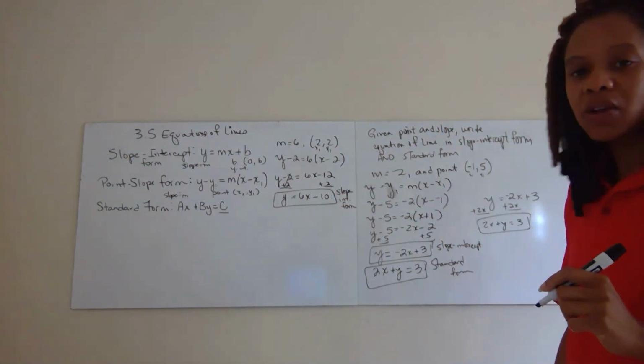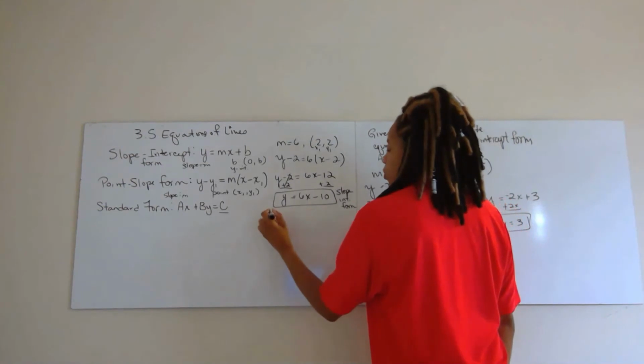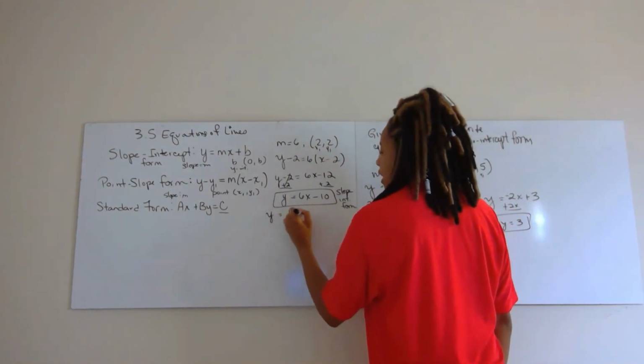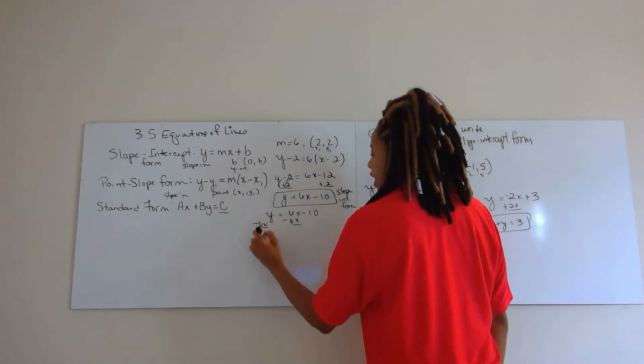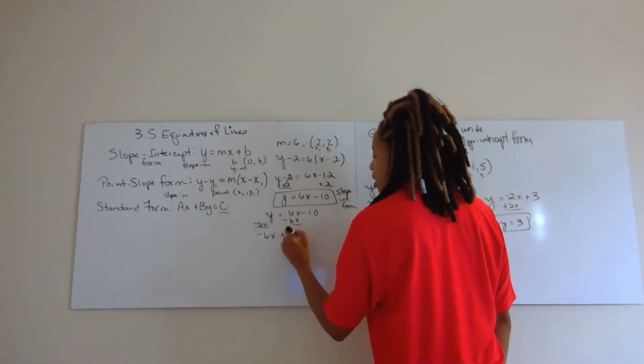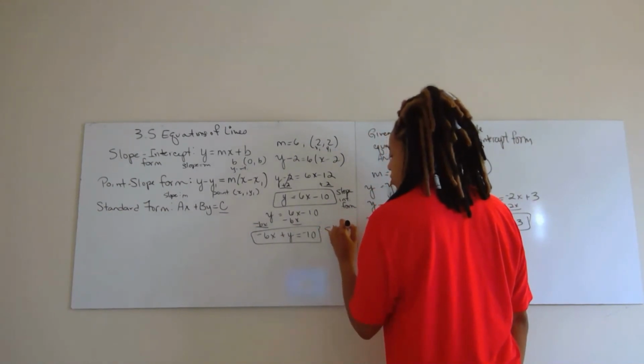And then what's it say? Also write it in standard form. So what does standard form look like? Standard form would be y equals 6x minus 10. The 6x would need to move to the other side. So negative 6x plus y equals negative 10. And that would be standard form.